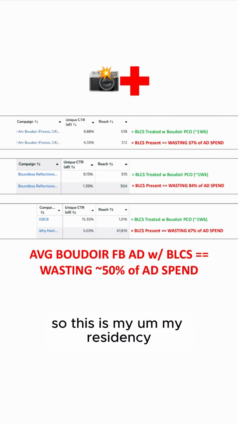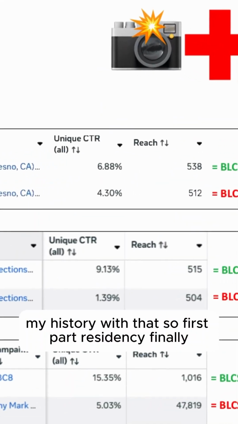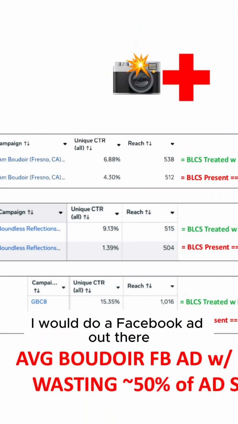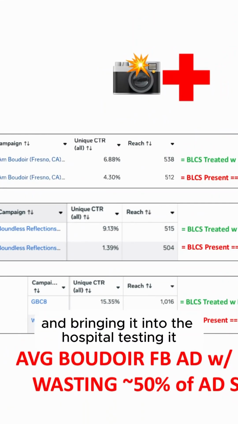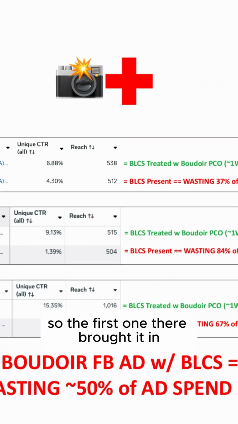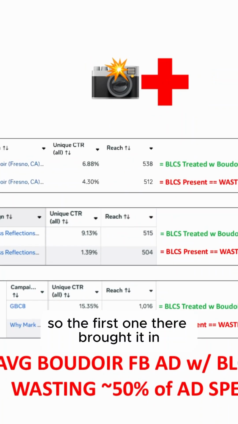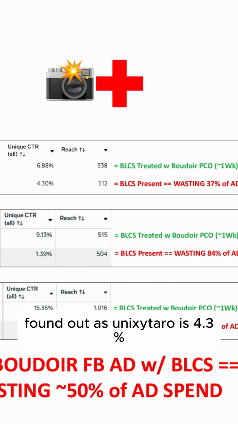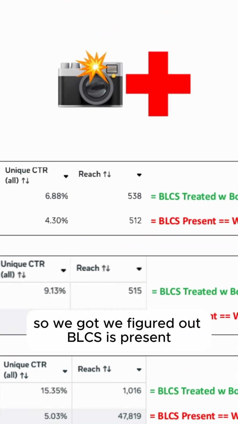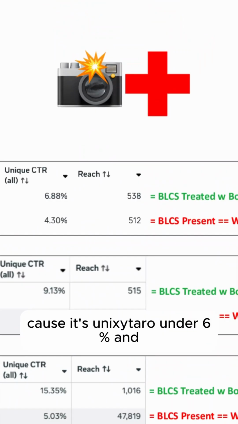So this is my residency, my history with that. So first part of the residency, finding a Boudoir Facebook ad out there and bringing it into the hospital, testing it. So first from there, brought it in, found out its unique CTR was 4.3%. So we figured out BLCS is present because its unique CTR is under 6%.